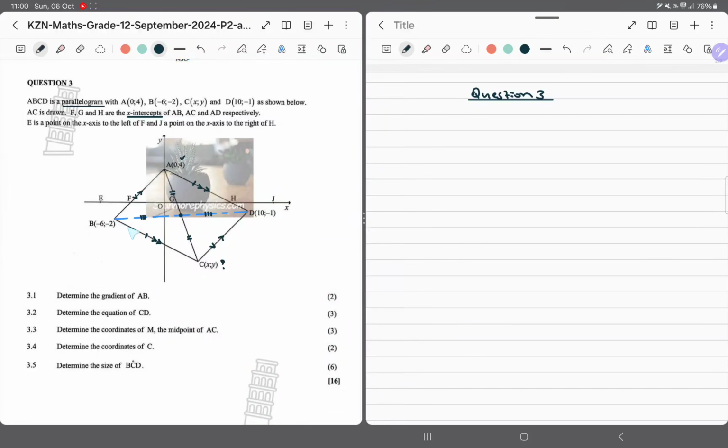Then from simultaneous equations of BC and DC, we can actually find the coordinates of C. Or we work out the coordinates of the midpoint of BD, and we know that that midpoint will be the same as that of AC. Then we can use the midpoint expression to find those coordinates.